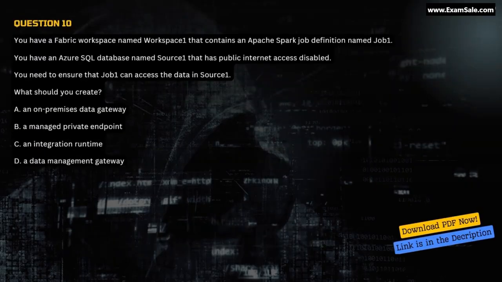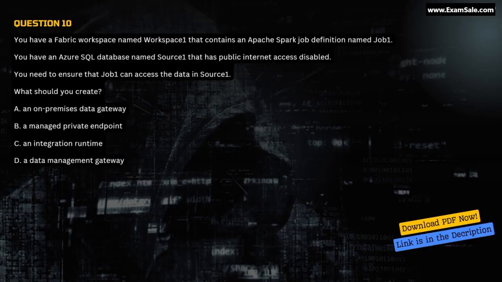Question 10. You have a Fabric workspace named Workspace 1 that contains an Apache Spark job definition named Job 1. You have an Azure SQL database named Source 1 that has public internet access disabled. You need to ensure that Job 1 can access the data in Source 1. What should you create? A. An on-premises data gateway. B. A managed private endpoint. C. An integration runtime. D. A data management gateway.